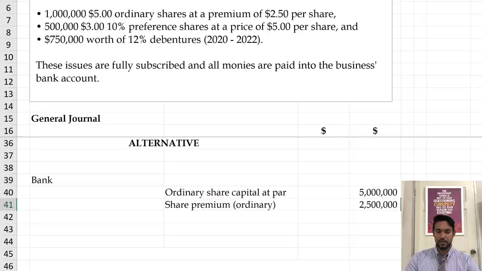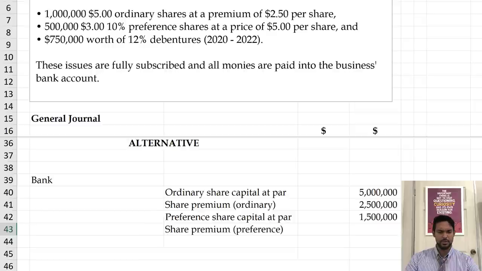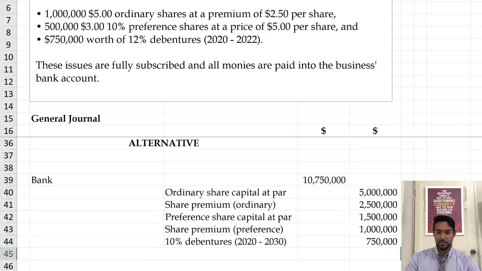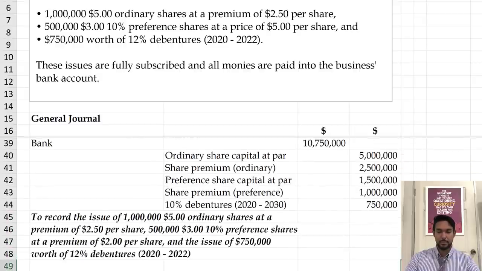Premium, that's 2.5. Preference share capital, 1.5 million. Premium is $2, that's 10, no, 1. And the debentures is 7.75 million, right? So you add all of that up, guess what you're gonna get? That figure. A nice long narration.